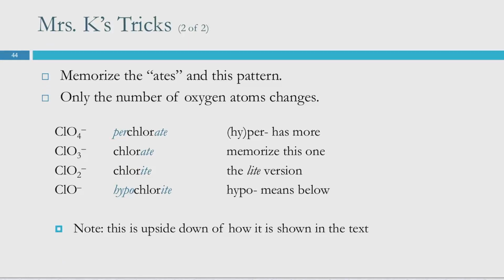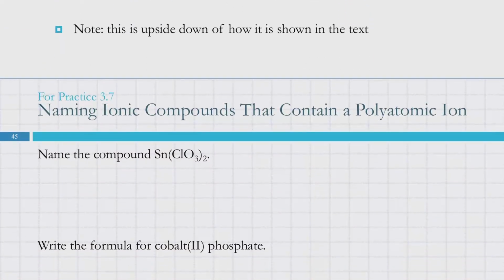So more tricks. Memorize the ATE ending. And then the per prefix adds 1 oxygen relative to the ATE. ITE is the light version, like Bud Light is low calorie Bud. Hypo prefix means less than, and it still has the ITE ending. The textbook, I think, shows it in the opposite direction, which is crazy. A little bit of practice.